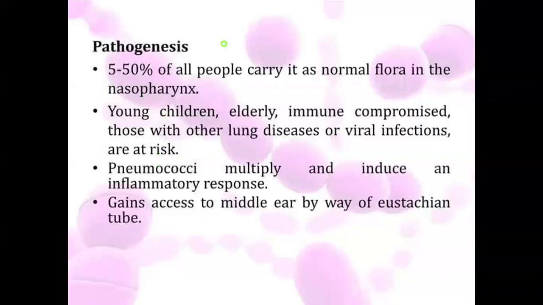And then pathogenesis: 5 to 50% of all people carry it as normal flora in the nasopharynx. Young children, elderly, immunocompromised, those with other lung disease or viral infections are at risk. Pneumococci multiply and induce an inflammatory response, and gain access to the middle ear by way of the eustachian tube, especially in children. It causes something known as otitis media, or infection of the middle ear.